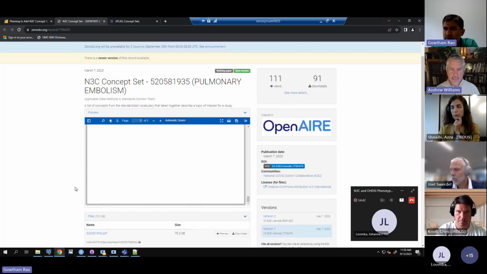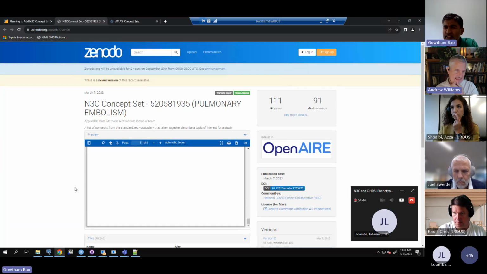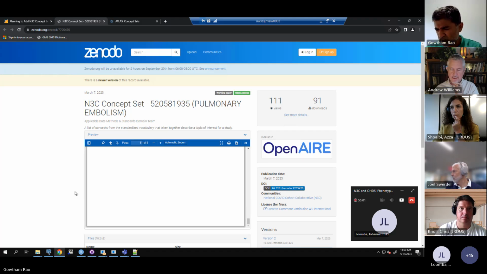Are you talking about exporting from this one? I'm sorry, could you please clarify? Is the idea for somebody in the OHDSI community to independently go to the Zenodo website, parse this content, and then make it available for reuse by other members in the OHDSI community? Yes, I think this would be the source for you all to pull from.